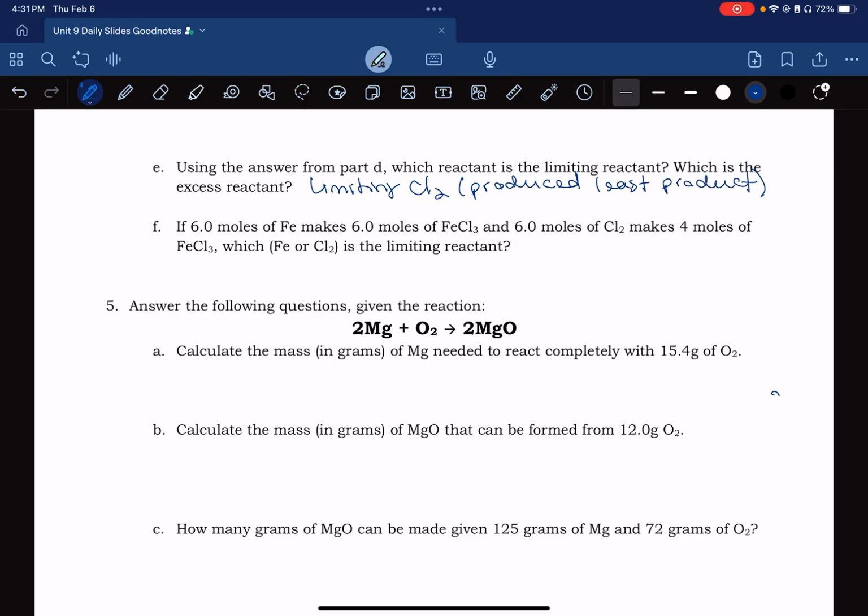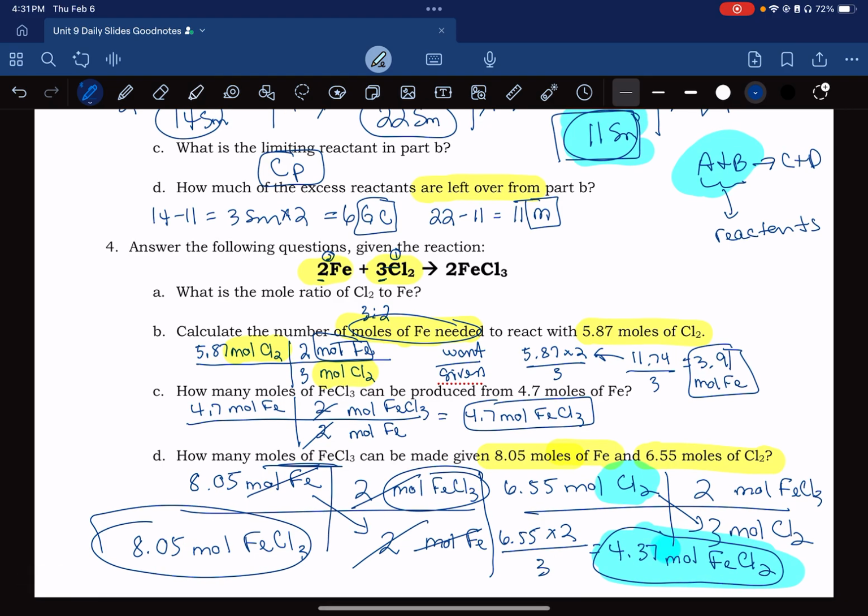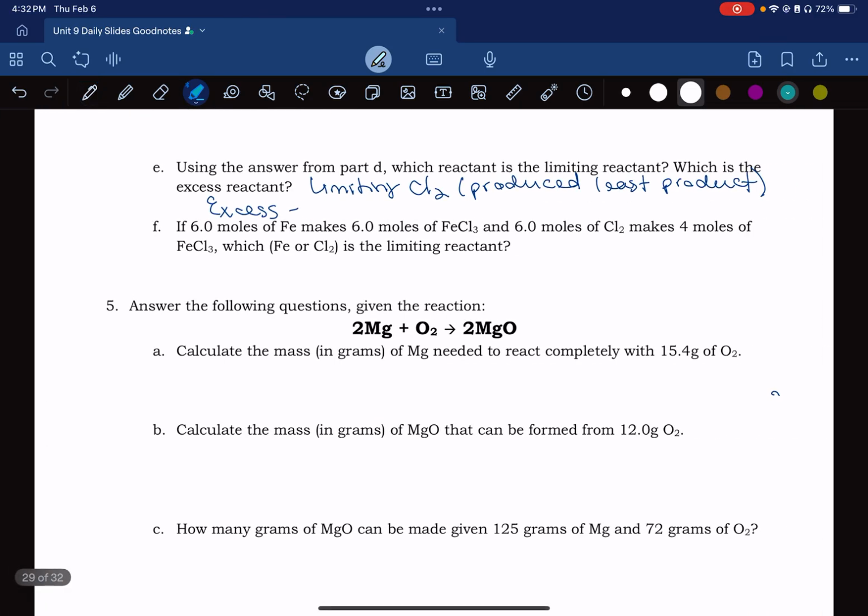Okay, and then the excess, that's going to be our iron, because after we use up all the iron making our iron chloride over here, we will have run out of diatomic chlorine and we won't be able to make any more iron chloride, but we'll still have some iron left because this is the ingredient like the 100 pieces of bread. All right, so our excess is going to be the iron. Okay, we have stuff left over.